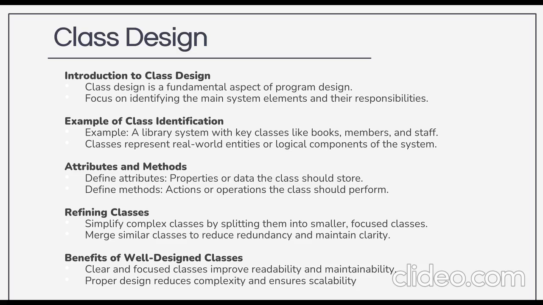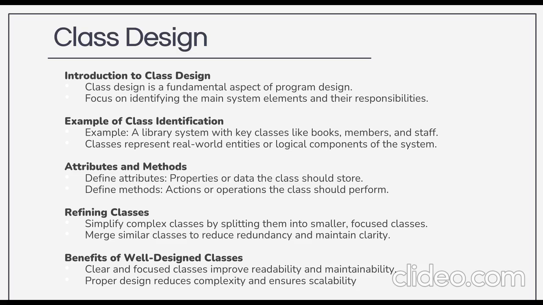Each class should have a clear purpose with its attributes and methods aligned to fulfill its responsibilities. Attributes represent the data the class needs to store, such as a book's title and author, while methods define the actions the class can perform, like issuing or returning the book. This ensures that the functionality of each class directly corresponds to its role within the system, reducing confusion and redundancy.